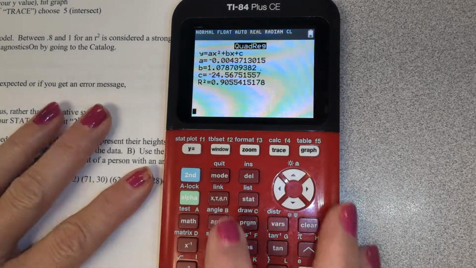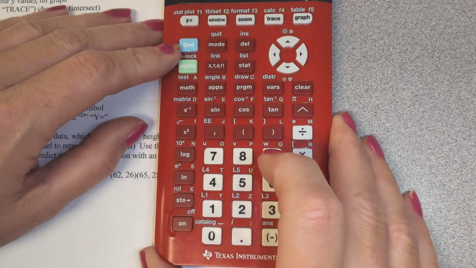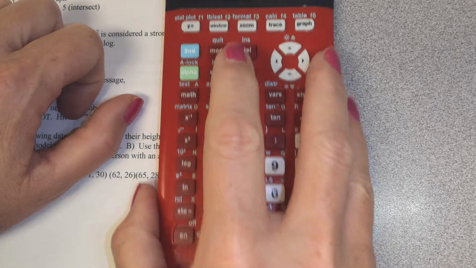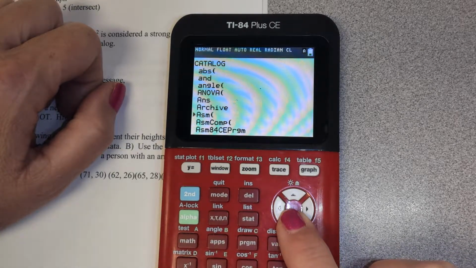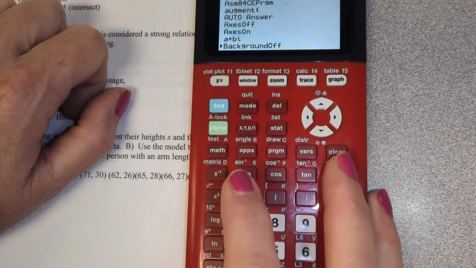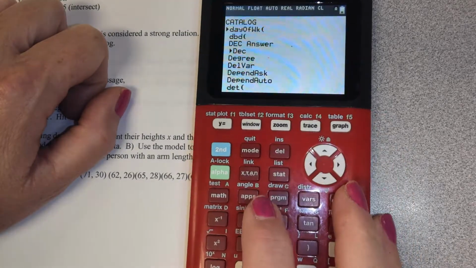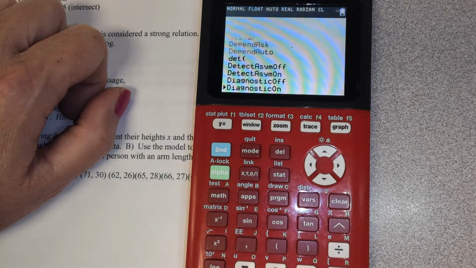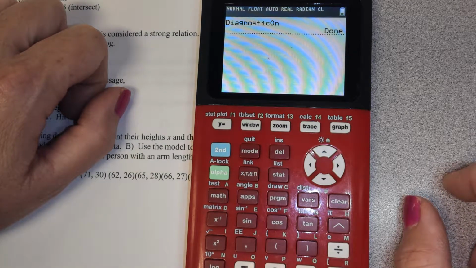So if r squared is not showing up, it's because your diagnostics aren't on. So I'll show you how to do that. What you want to do is go to Second Catalog. So Second Catalog is going to show you everything possible on the calculator. You have to go to Diagnostic On. Rather than scrolling all the way down there, because this has everything, to get to the D's quickly, just hit this button right here where the D is, and then it'll take you down to the D's. Go to Diagnostic On, push Enter, and push Enter again. So you'll never have to do that again. Now your diagnostics are always going to be on.